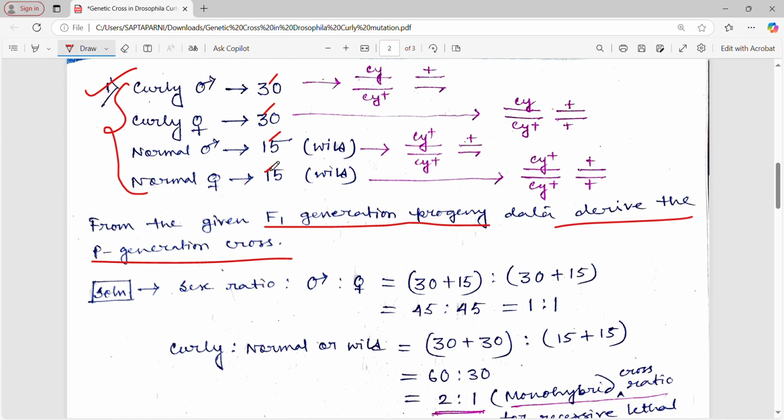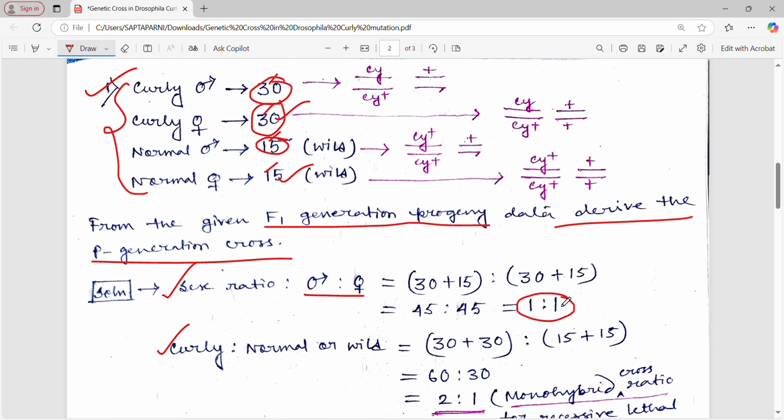So first of all, whenever you get this kind of question, you must derive two things. What are those? First is the sex ratio and another one is the phenotypic ratio. So what will be the sex ratio here? Male to female. How many males are here? 30 plus 15, that means 45. And how many females are here? 30 plus 15, 45. So the sex ratio is 1:1.